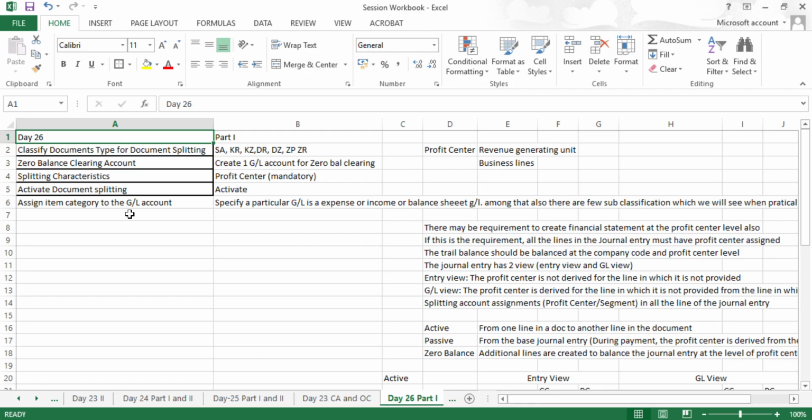We will continue with part 2, where we will practically configure the document splitting. For now, I am closing the session here. We'll meet again tomorrow. Thank you.